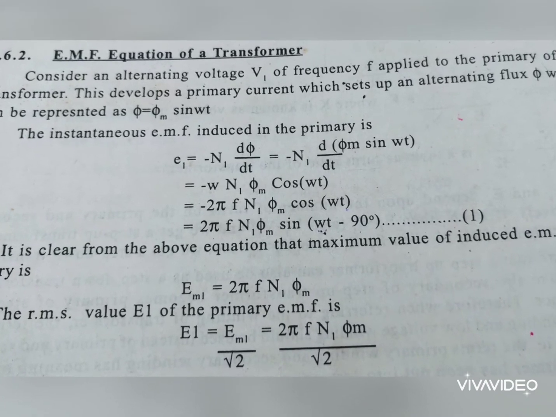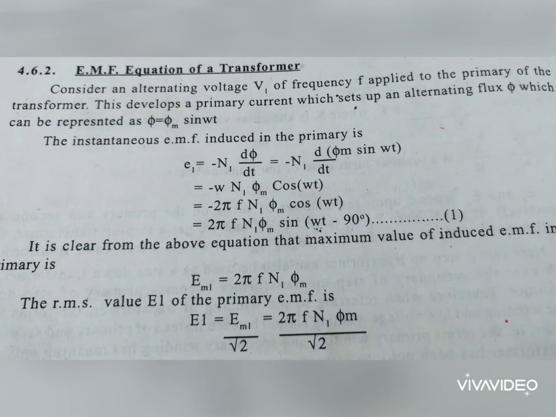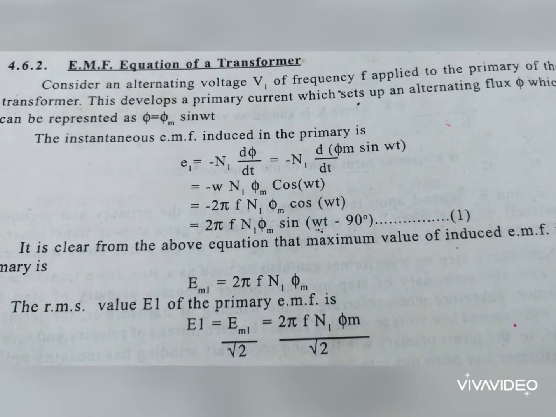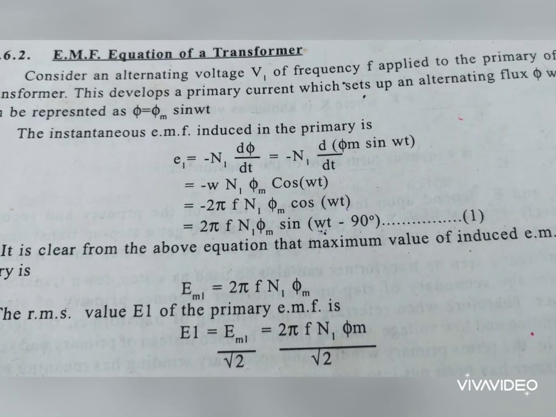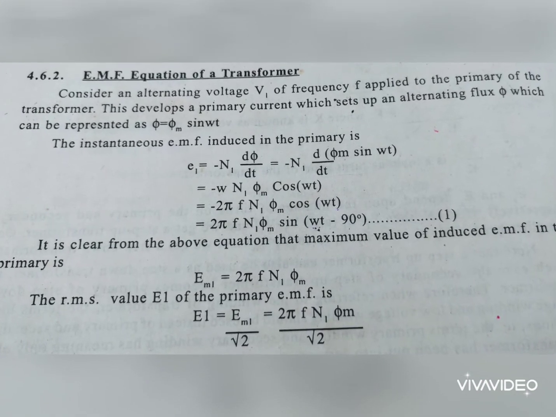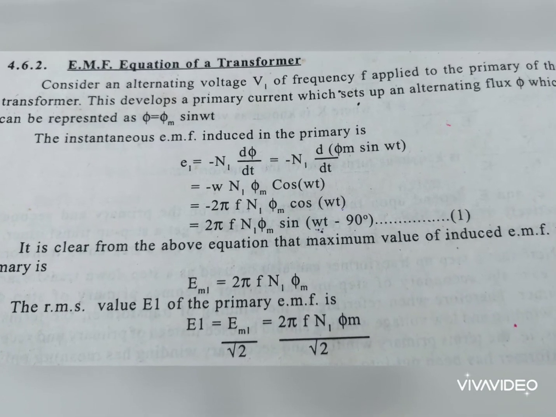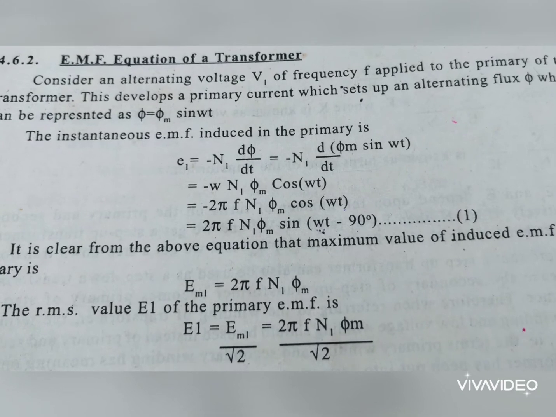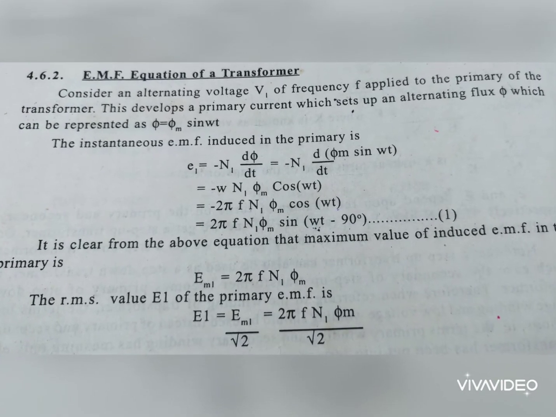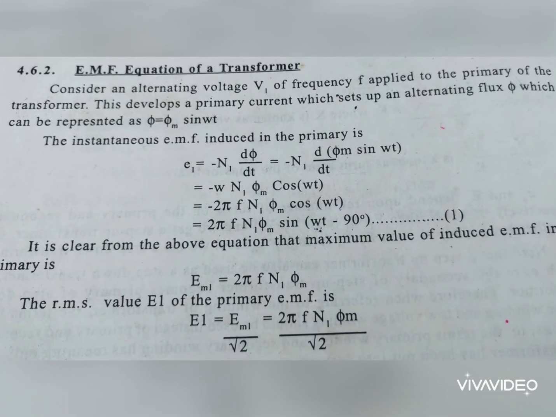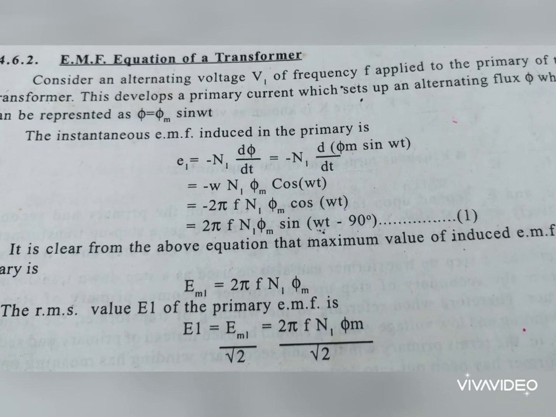So that is equal to minus N1 d (phi m sin omega t) divided by dt, which is minus omega N1 phi m cos omega t. Differentiation of a sine is cos. Then omega is 2 pi f, so minus 2 pi f N1 phi m cos omega t. Minus cos omega t we can write as sin (omega t minus 90 degrees), so E1 = 2 pi f N1 phi m sin (omega t minus 90 degrees).